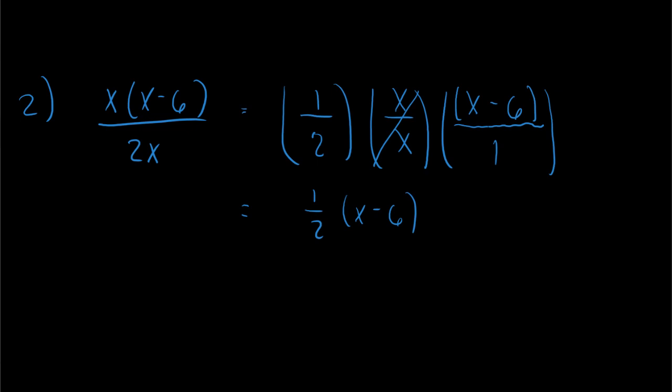We can distribute this 1/2 to the parentheses, right, to the quantity. So let's do that. We'll take the 1/2 and we'll multiply it by everything in there individually. So 1/2 times x is going to give us 1/2 x. 1/2 times negative 6 is going to give us negative 6 over 2. All right, we can go a little bit further. 1/2 x minus 6 divided by 2 is 3.